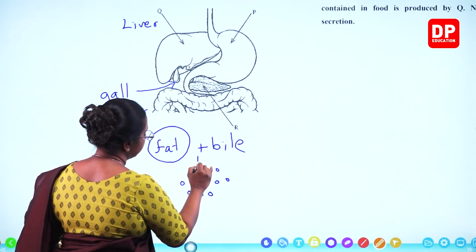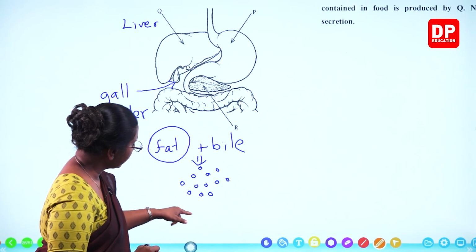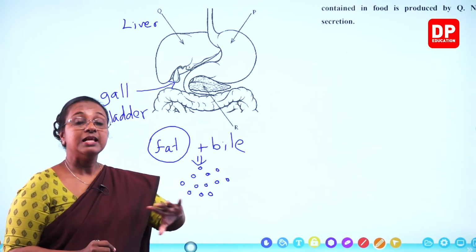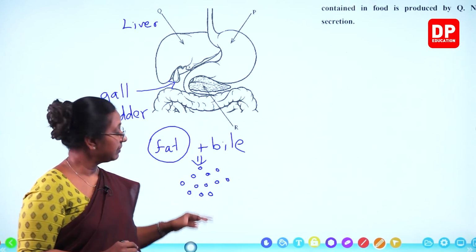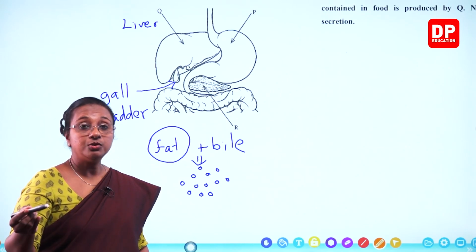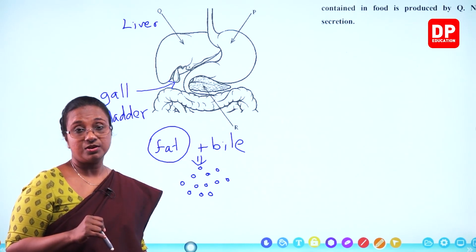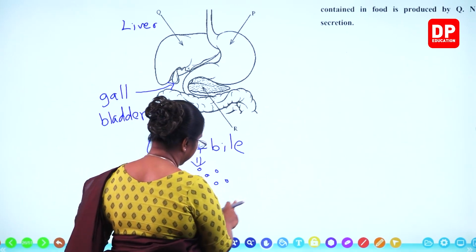This process is what we call emulsification. Now, when they are there as tiny droplets like that, there is more surface area. So the lipase enzyme can easily digest the fat, the lipid, into fatty acid and glycerol. Is that okay, students? So that is the process of emulsification.